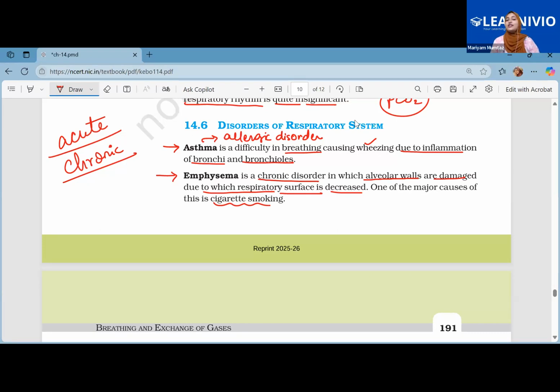It means, which kind of breathing would a cigarette smoking person have? Will they have slow breathing or fast breathing? Faster. Why? Because their lungs, their alveoli, will be fighting to get that oxygen, right? So that is emphysema.